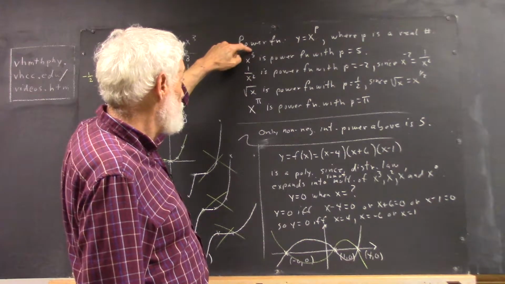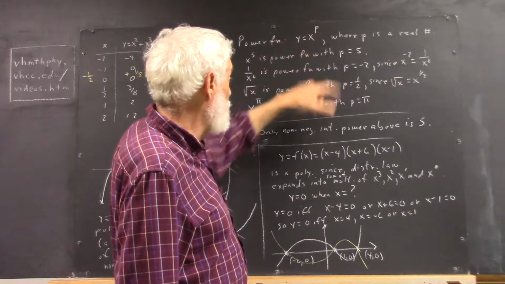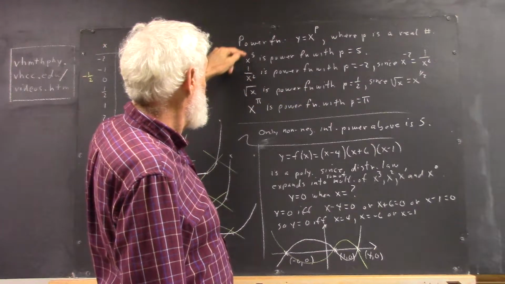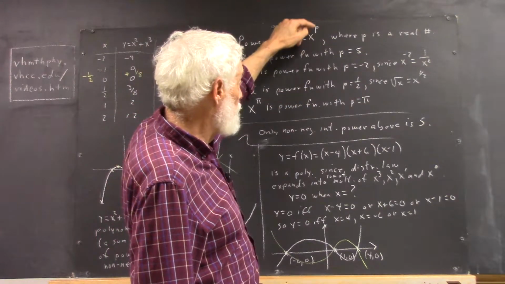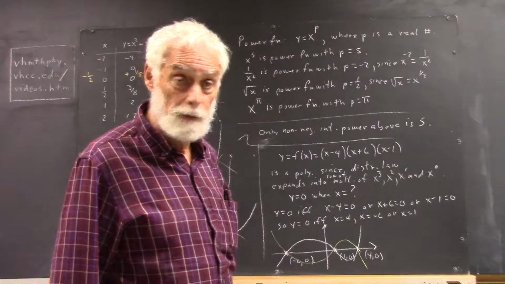All we have to do to show it's a power function is to show it's of this form, and it's certainly of the form x to something, and that something has to be a real number. Well, x to the fifth is of this form, y equals x to the p, with p equal to 5, and 5 is a real number, so it's a power function.